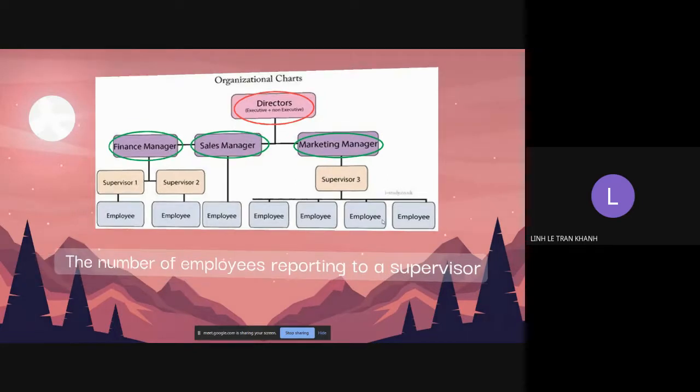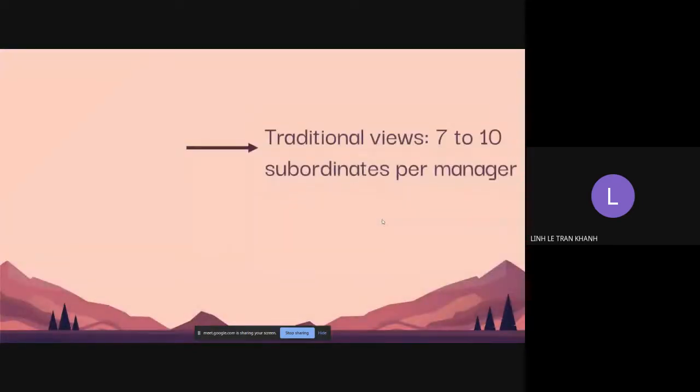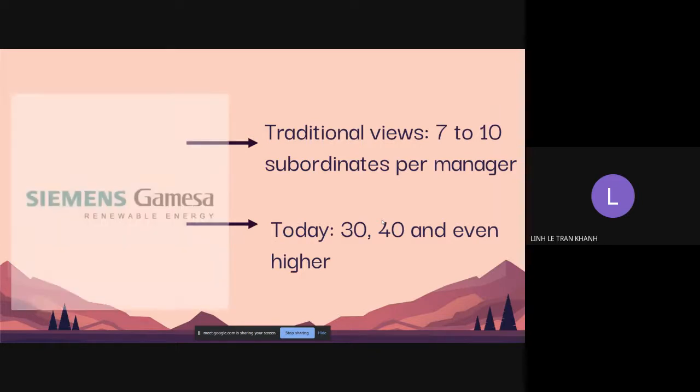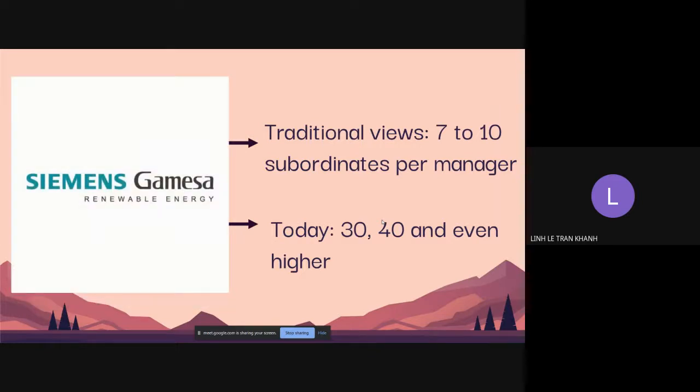Traditional views of organization design recommended a span of management of about 7 to 10 subordinates per manager. However, many lean organizations today have spans of management as high as 30, 40, and even higher. An example here is the company named Gamesa. Teams are so productive and efficient that Gamesa factories operate with around 56 subordinates per manager.